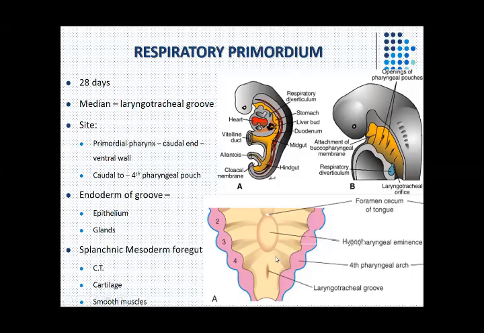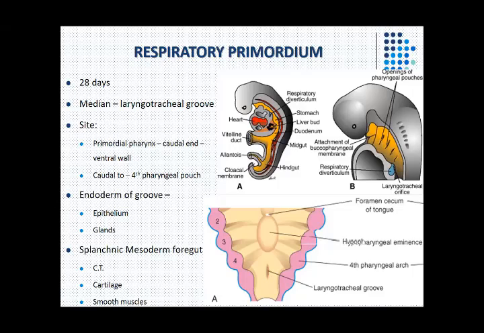caudal to the fourth pharyngeal arch, ventral wall of the pharynx. ये जो wall है pharynx की, this is the ventral wall. ठीक है, यहाँ पे ये groove बनता है. This is the groove. इस groove को laryngotracheal groove कहते हैं. This is the laryngotracheal groove.